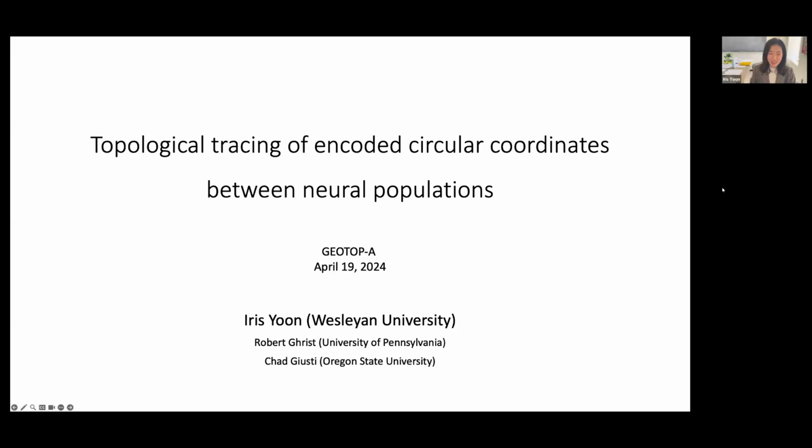Thank you, Catherine. Thank you to the organizers for inviting me, and thank you all for being here. As Catherine mentioned, I'll talk a little bit about topological methods that allow us to compare circular coordinates that you might see in different neural populations. Before we do that, let's talk about why you would even expect to see circular coordinates in neural populations.